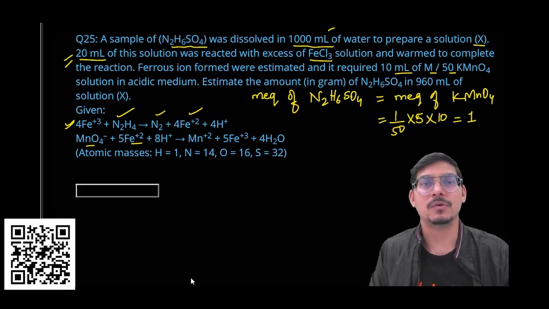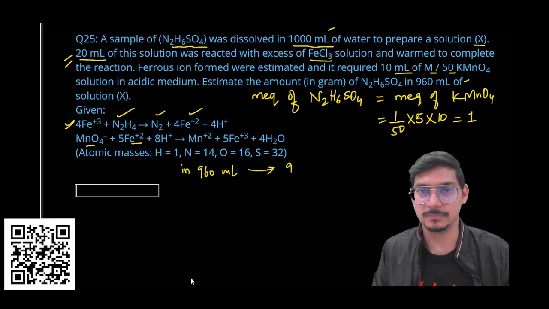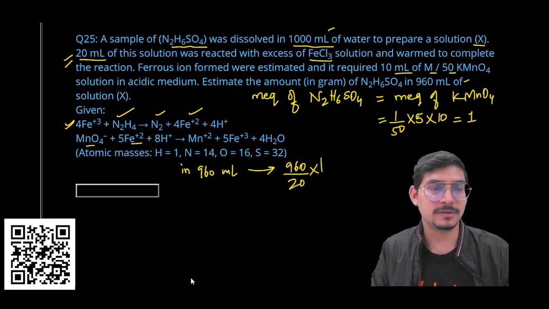Now the question asks, what is the amount in gram of N2H6SO4 in 960 ml of solution? Okay, so in 20 ml of the solution, we have 1 milliequivalent. So the number of milliequivalents in 960 ml of solution would be simply 960 divided by 20 multiplied by 1. All right, so this is the milliequivalent of N2H6SO4 in 960 ml of solution.